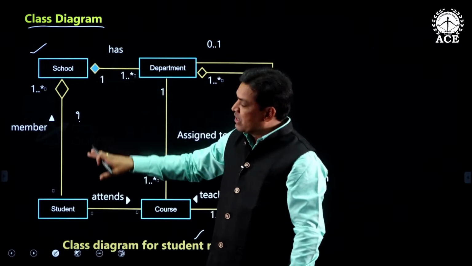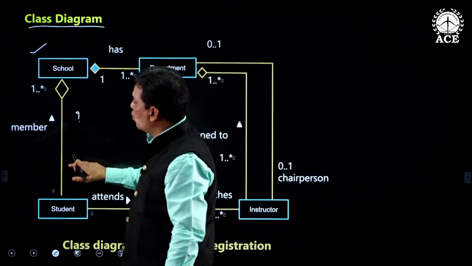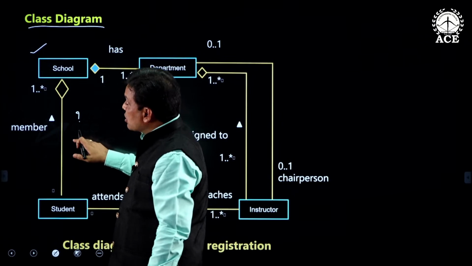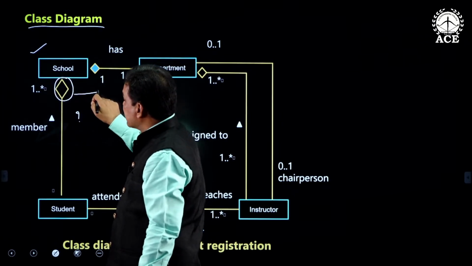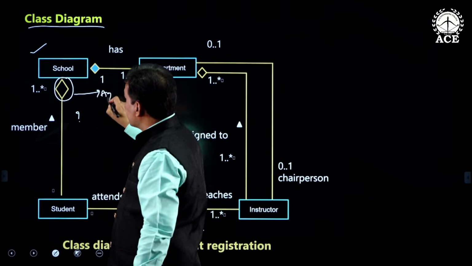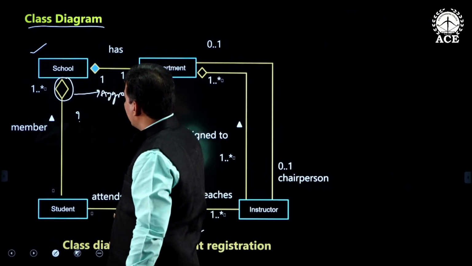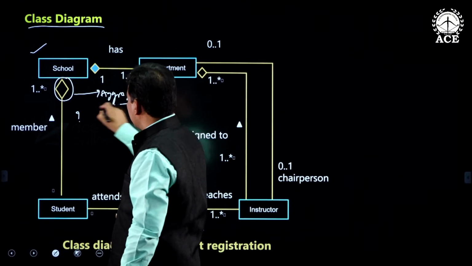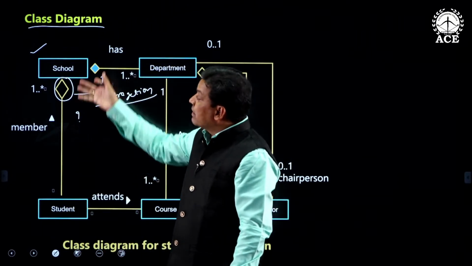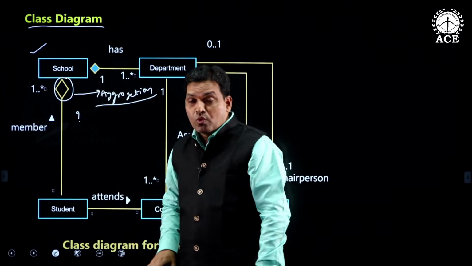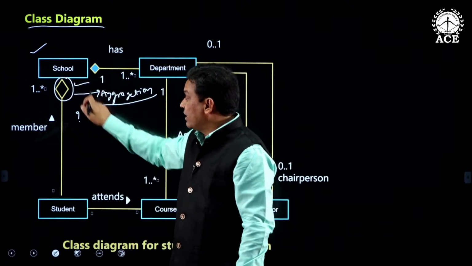So definitely student is part of the school. That's why this relationship was used in UML. We call it the aggregation relationship. What is the situation where we have to use the aggregation relationship? When we are trying to model a small part of a class from the complete class, only in that situation we have to use the aggregation relationship.